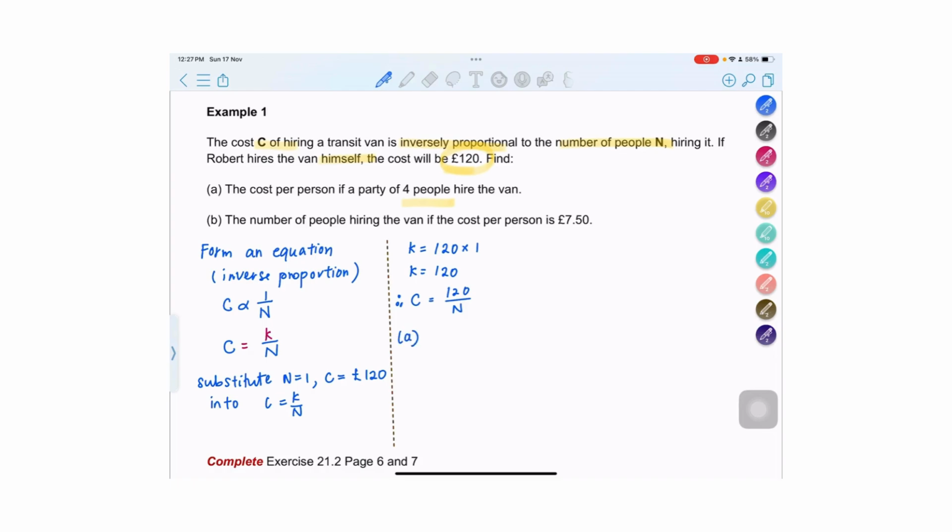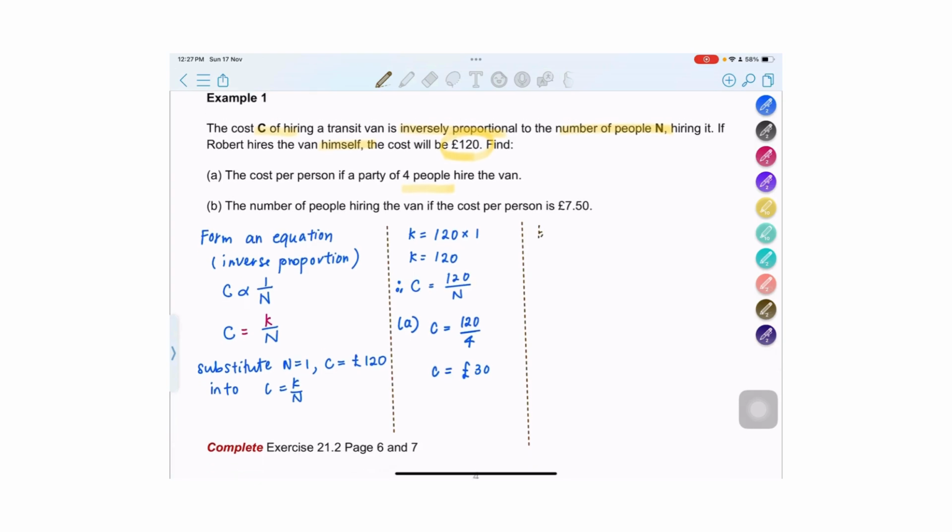In part A, they ask you to find the cost per person if a party of 4 people hire the van. So we put C equals 120, and the number of people sharing is 4. For each person, we only need to pay 30 pounds. That is how you find the inverse proportion.